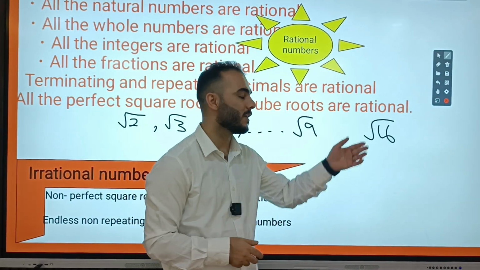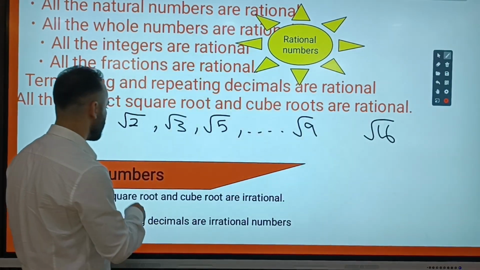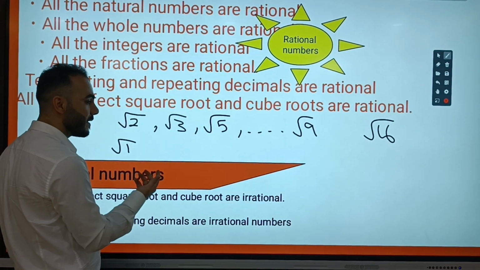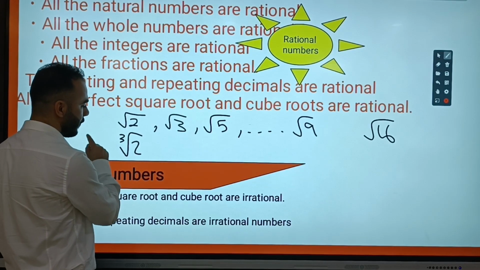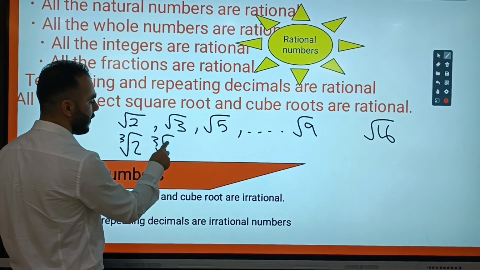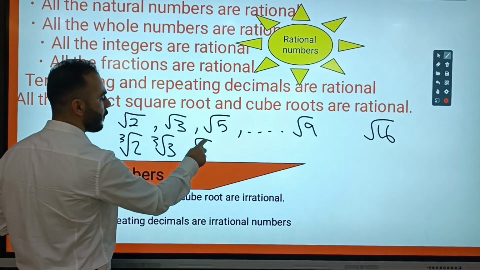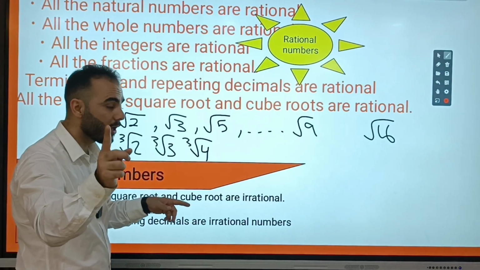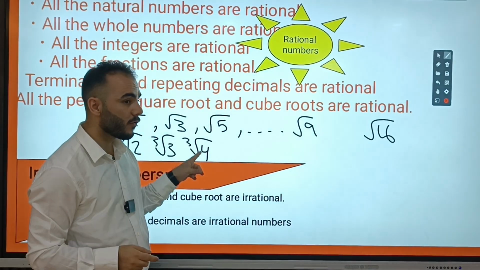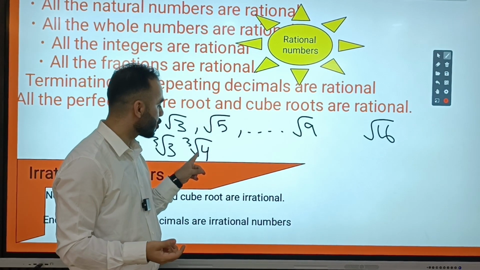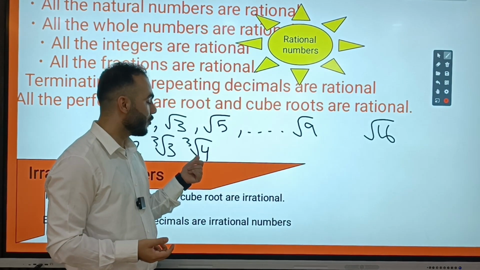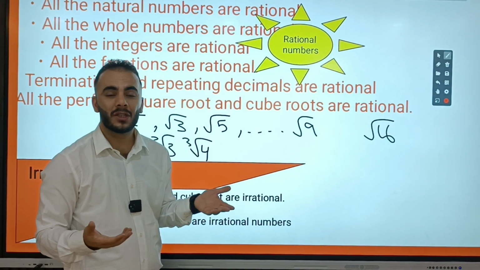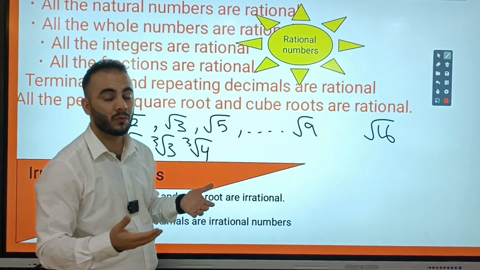Okay, so the perfect ones are clear. How about the cube roots? Cube root of 1 was perfect. Therefore, cube root of 2 is imperfect. Cube root of 3 is imperfect. Cube root of 4 is imperfect. Be careful, guys. Cube root of 4 is imperfect. Square root of 4 is perfect, because square root of 4 is exact and equal to 2.